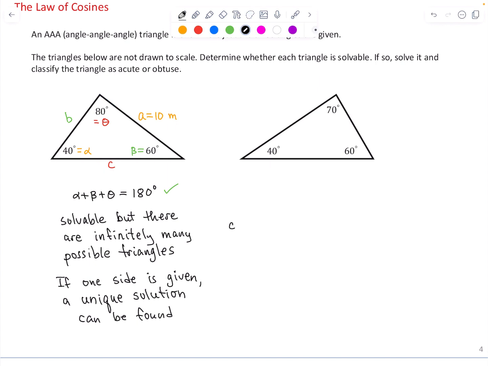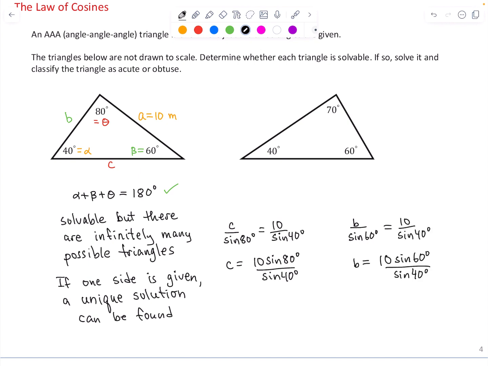So we would know that C divided by the sine of theta, which is 80 degrees, would be equal to A, which is 10 meters, divided by the sine of alpha, which is the sine of 40 degrees. So C would be 10 sine 80 degrees over sine 40 degrees, which I won't compute. And we could find B similarly. B divided by the sine of beta, where beta is 60 degrees, would be equal to A, which is 10, over the sine of alpha, which is sine 40 degrees. So B would be 10 sine 60 degrees over sine 40 degrees. Of course, I had to know A in order to do any of this. In other words, I had to know at least one side.